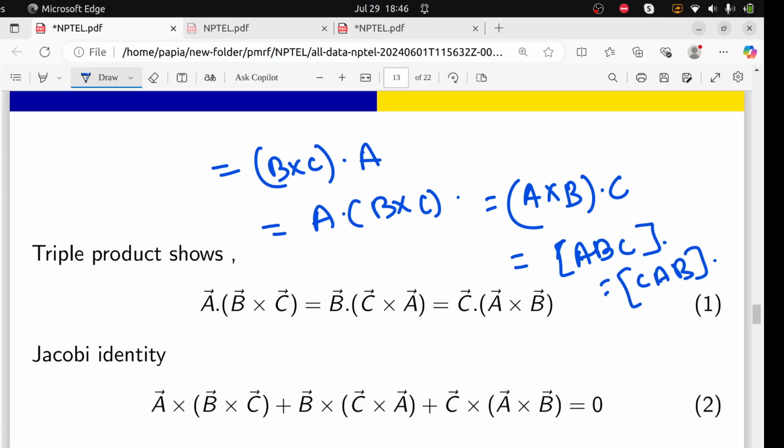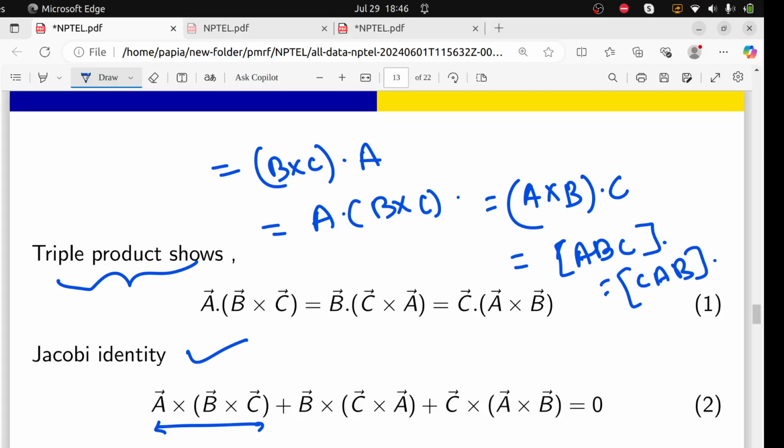So I have written here that the triple product shows this one, A dot B cross C, equals B dot C cross A equals C dot A cross B. And the Jacobi identity in some vector calculus notation, it is also possible that you will come across something like A cross B cross C.